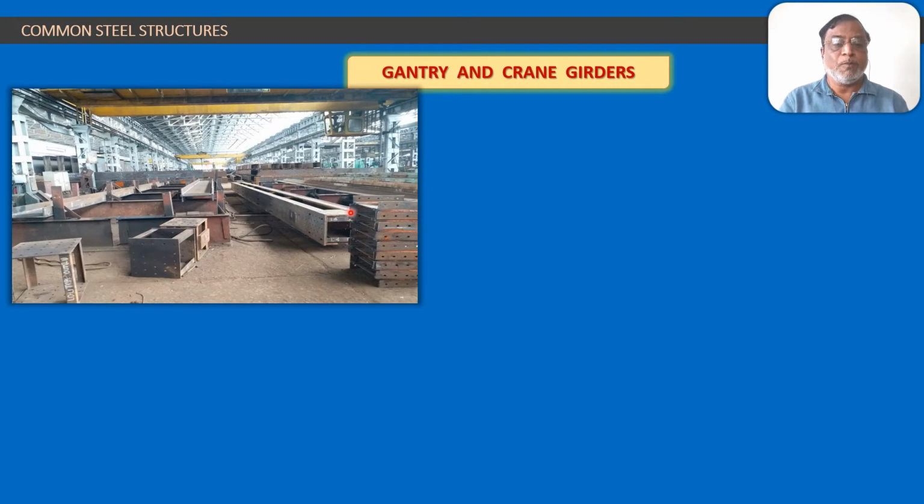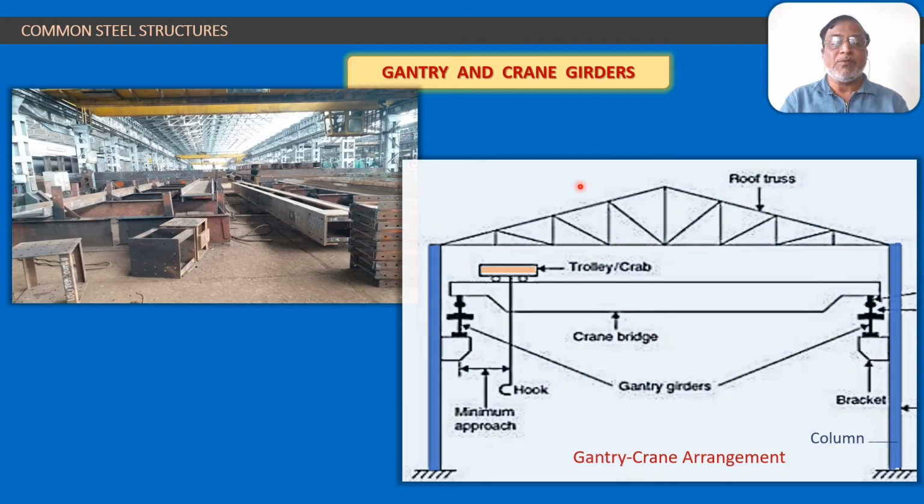What will you do? Since the material is very heavy to lift as well as to move, we take advantage of a system called gantry and crane girders. Both of these girders are at an elevated height. You can see this yellow girder here. That girder is a crane girder.